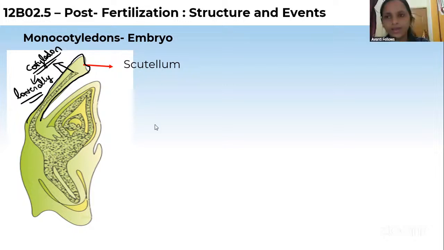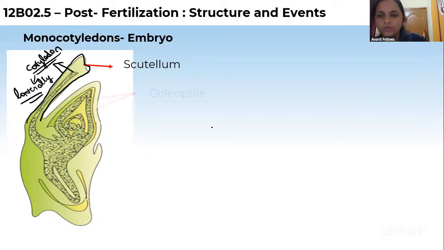So this part is called the scutellum. A question will arise to you: what is the cotyledon in the grass family, or the cotyledon in monocotyledons, called? Scutellum. Remember, it is called scutellum. It is located laterally.